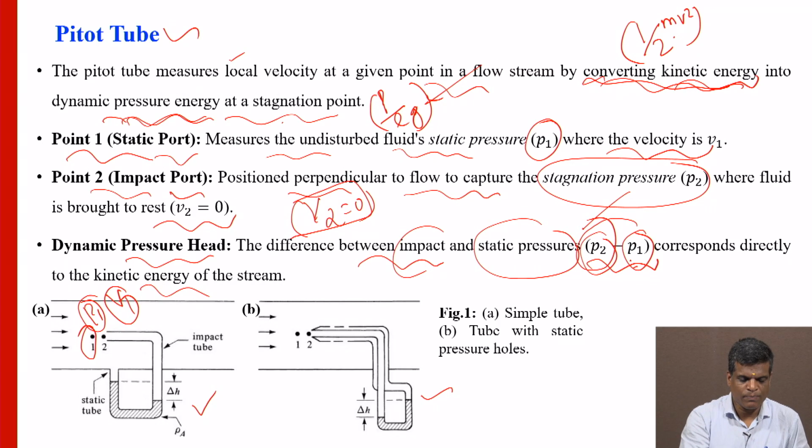This is the figure given here. To repeat, the pitot tube is normally used for converting kinetic energy to pressure energy. There are two ports, one is the static port and the other is the impact port, which develop the pressure and velocity. At point 1 there is pressure P1 and velocity V1. For point 2, the velocity V2 is 0 and the pressure is P2. The pressure difference is P2 minus P1.